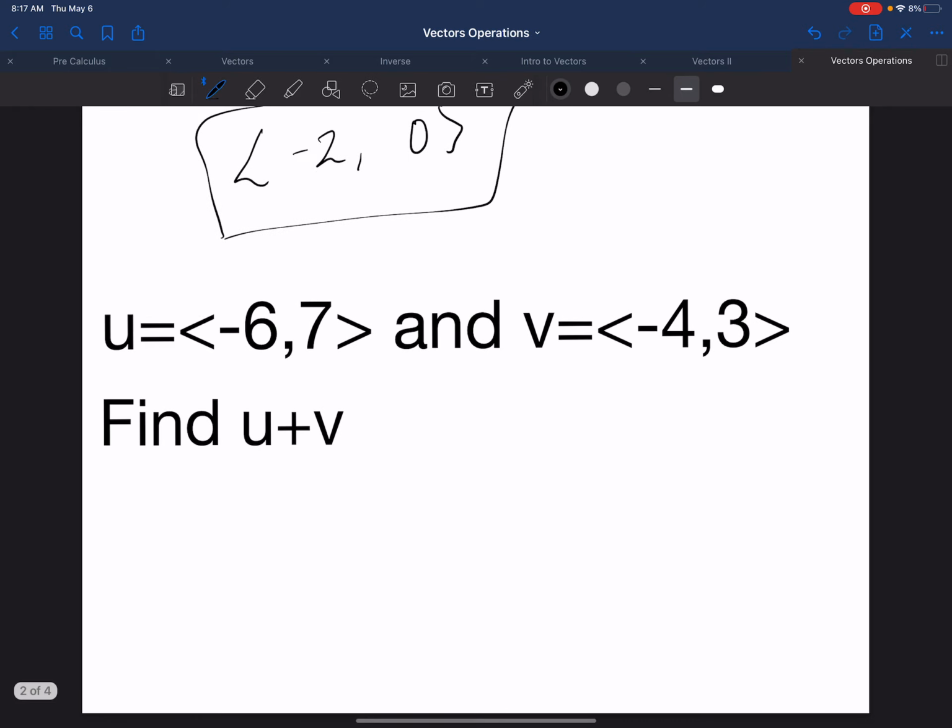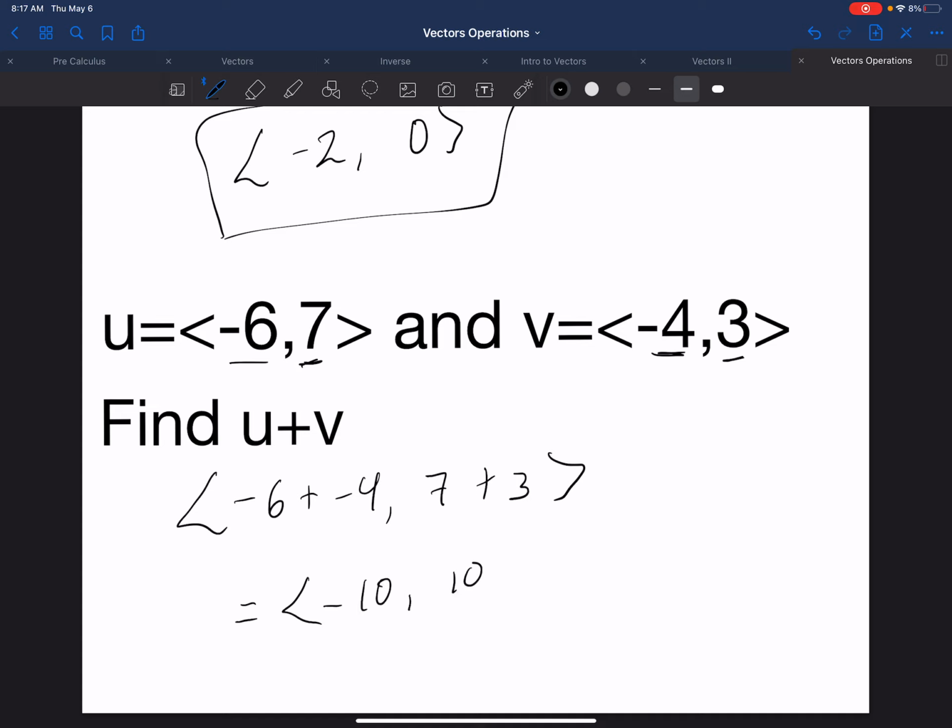Looking at another example, we have u, which is -6, 7, and then we have v, which is -4, 3. We're trying to find the addition of the vector u plus v. I'm going to do the same thing, add the first component, which is -6, plus the first component, which is -4. And then I'm going to add the second component, which is 7, plus 3. That will give us the answer -10, 10. And we are done.